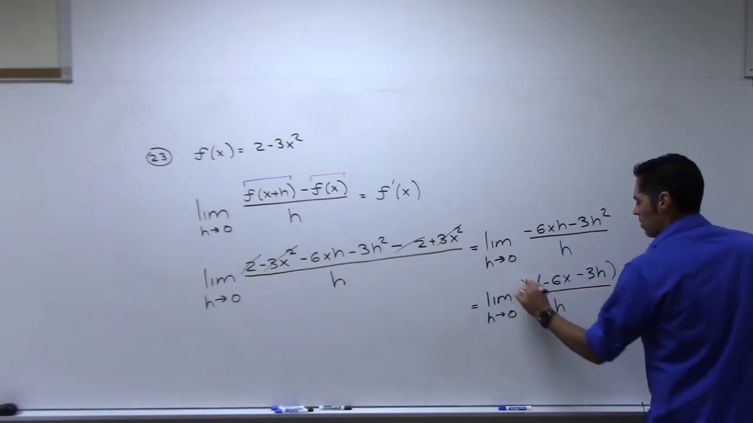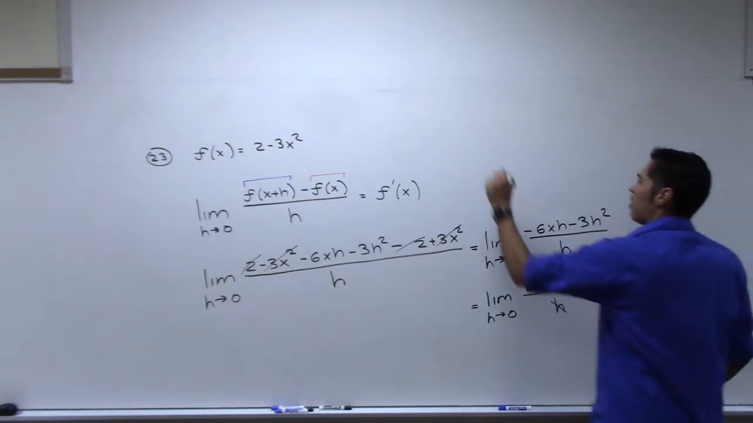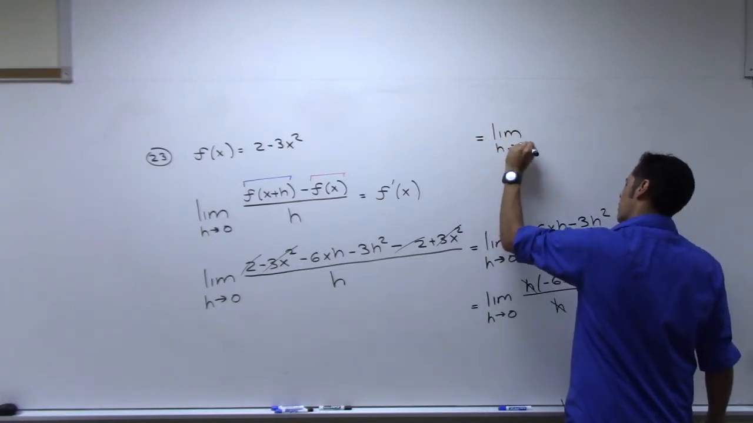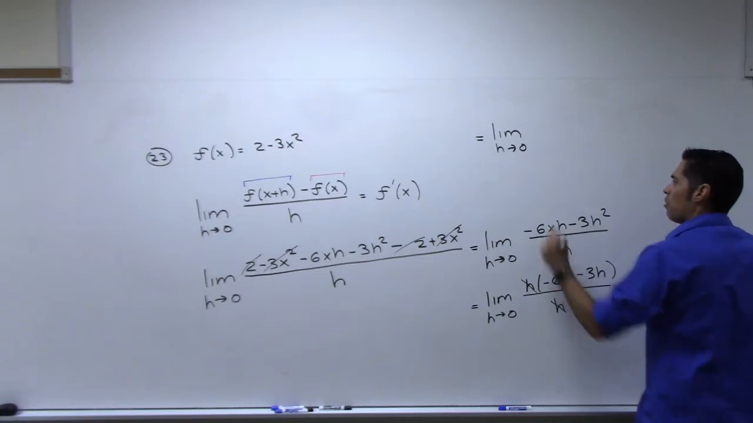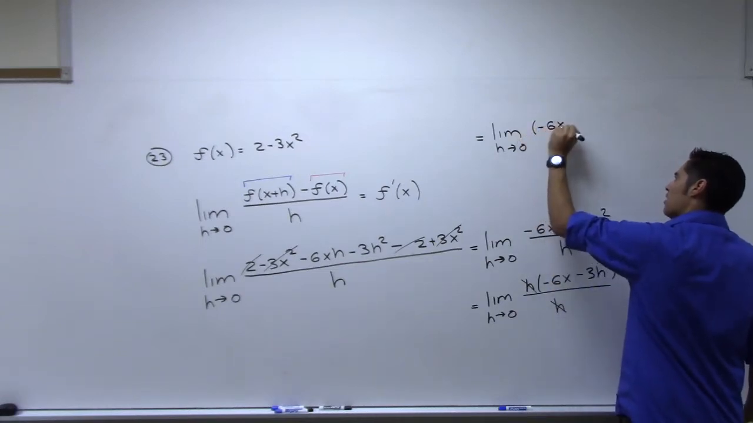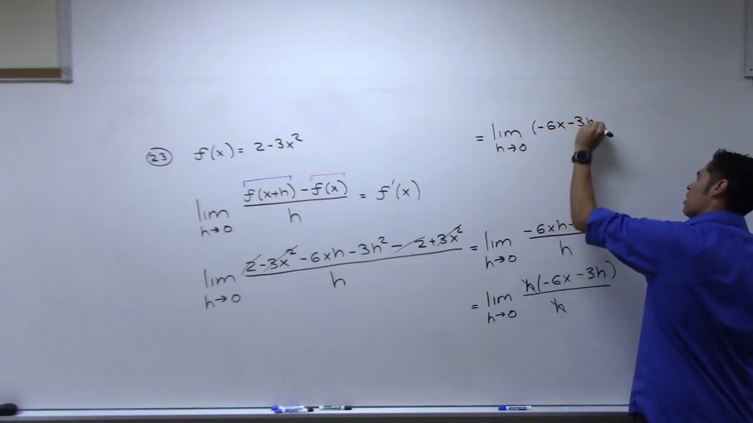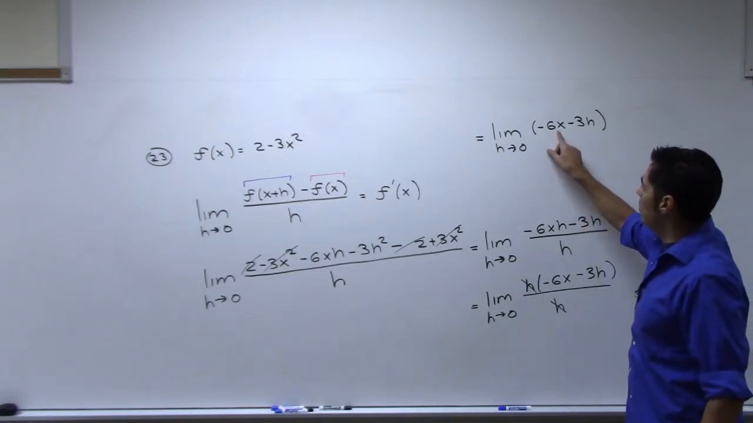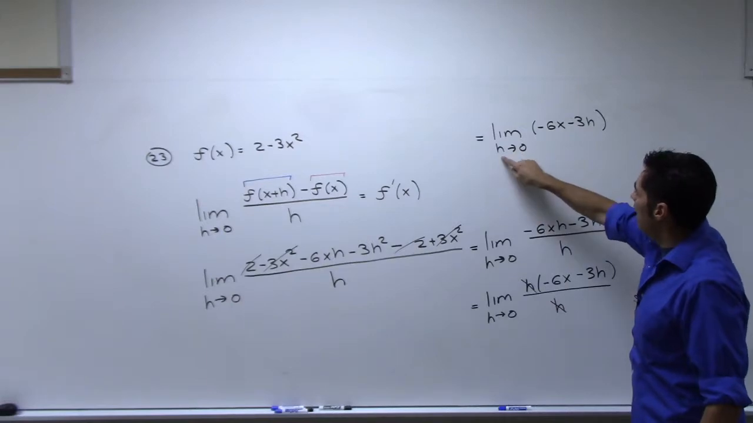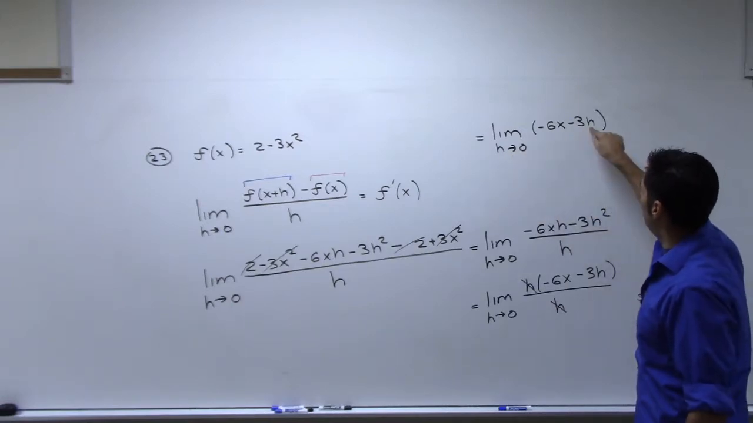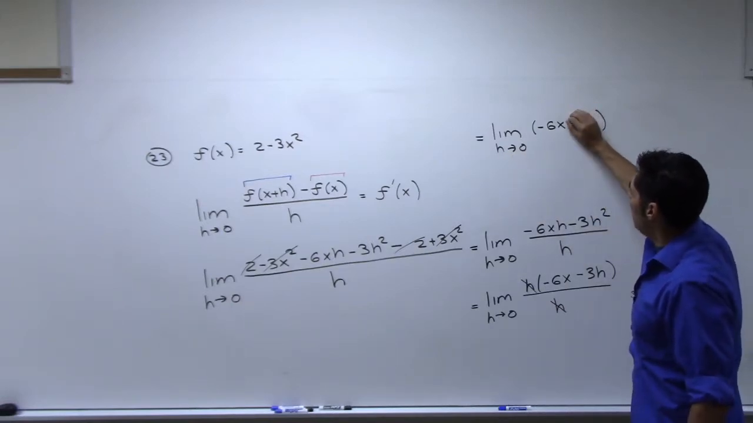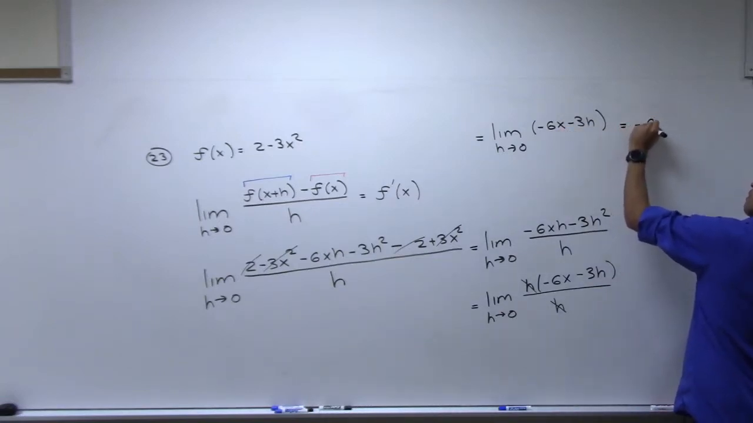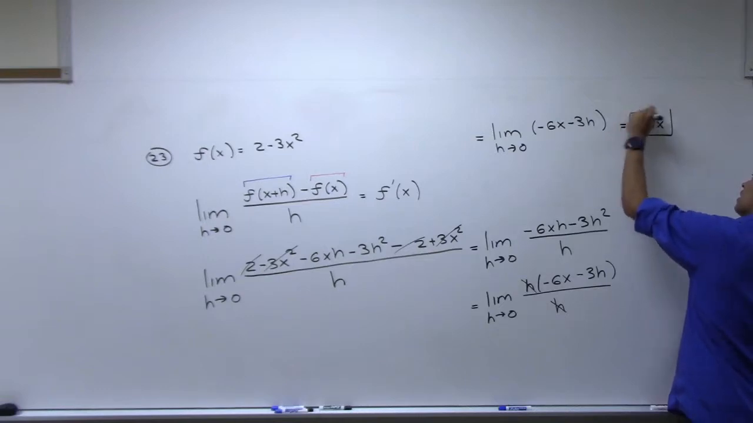All of this divided by h. h's cancel. And so now here's where I am. Equals limit. H goes to 0. And all I'm left with was what was there in parentheses. Negative 6x minus 3h. And now I'm going to let h go to 0. Not x to 0, h to 0. So if h gets directly substituted in here with a 0, this thing goes away, and all I'm left with is negative 6x. And that is the answer.